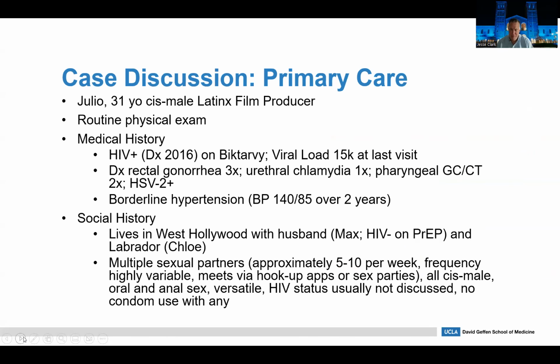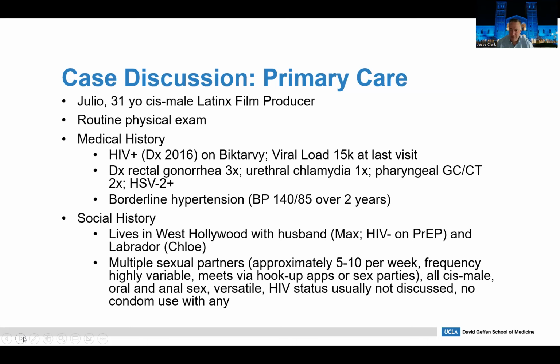So it brings us to our primary case. In primary care practice, your patient is Julio. He's a 31-year-old cis male Latino film producer, comes in for a routine physical exam. On medical history, he discussed the fact that he's HIV positive, diagnosed in 2016, currently on Biktarvy. He thinks his viral load is usually fine, but when you look back at his records, you can find that he's often viremic with a viral load of 15,000 at his last visit.